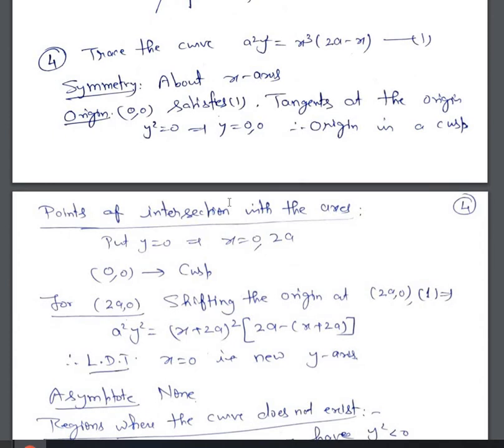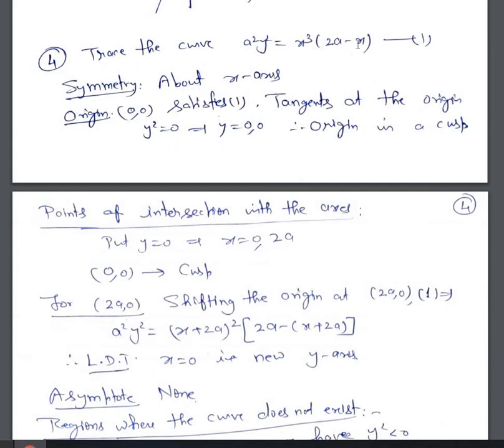Fourth example, trace the curve ay square is equal to x cube into 2a minus x. A square y square is equal to x cube into 2a minus x. Because we have got y square, the curve is symmetric about x-axis.